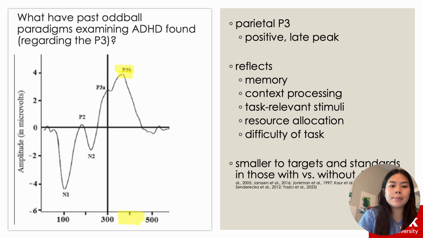Again, you can see here in my graph, I highlighted the P3. The P3 can happen more than once between 300 and 600 milliseconds. As you can see in the graph here, there are two P3s, P3A and P3B.